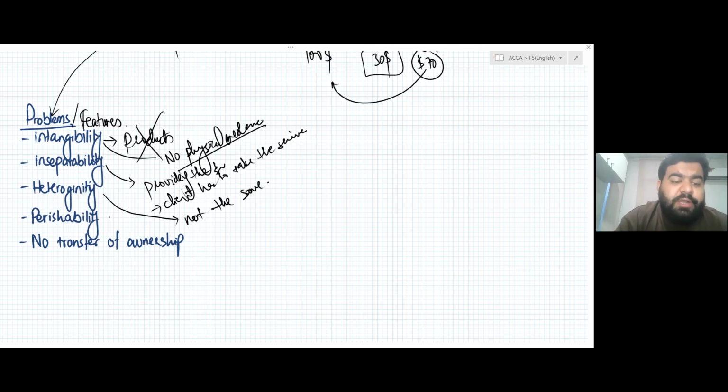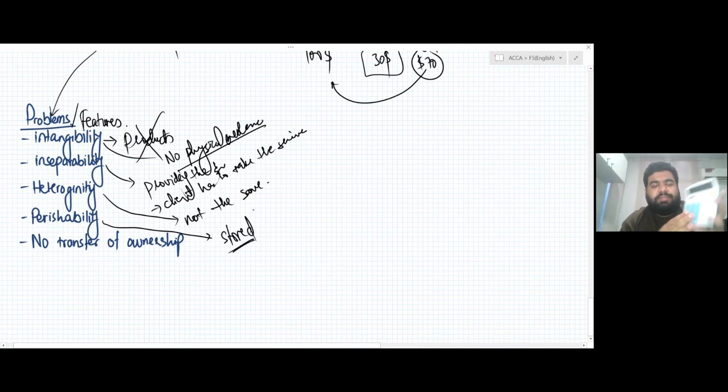After that, perishability. It's simple: it can't be stored. Like products, we can say there is a closing inventory because products can be stored in a warehouse, but services can't be stored. It's a feature of the service industry. And the last point, no transfer of ownership. You can't transfer the ownership of a service.